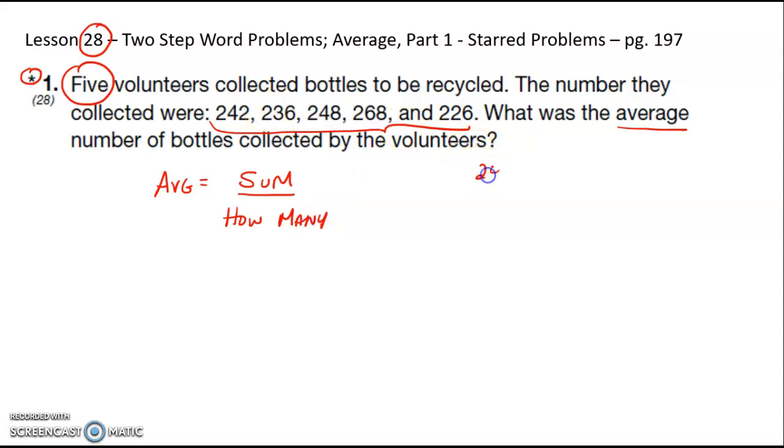So my sum is going to be 242 plus 236, 248, 268, 226. Okay, let me go ahead and get that on my calculator here really quick. Plus 236 plus 248 plus 268 plus 226. Okay, and I got 1220. And then how many do I have? I have 1, 2, 3, 4, and 5.